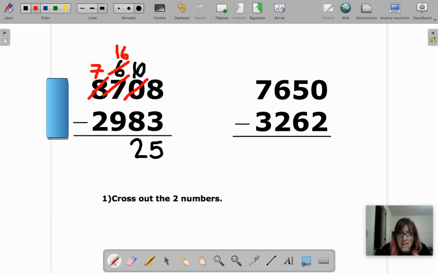This is the important thing. That's why here we regroup once, and now the red are the ones that we regrouped again twice, okay? Now, yes, we can subtract. 16 minus 9.